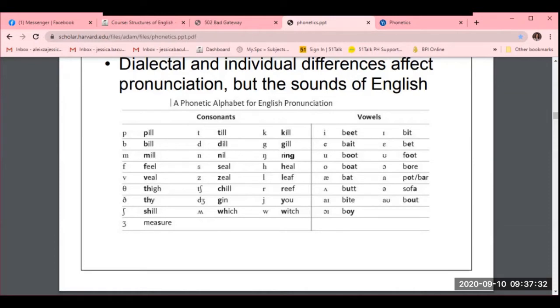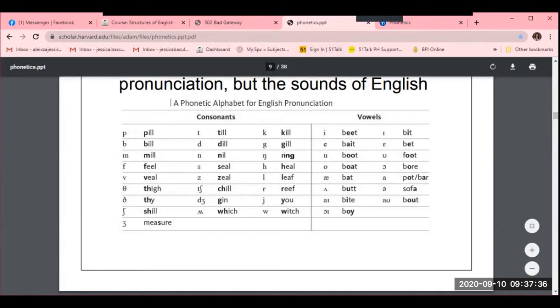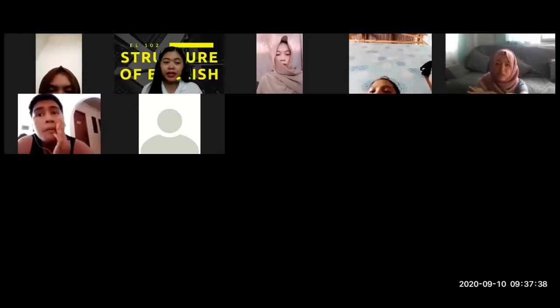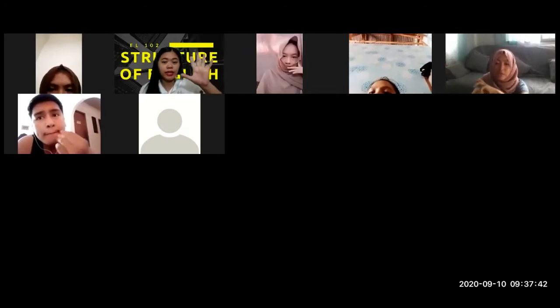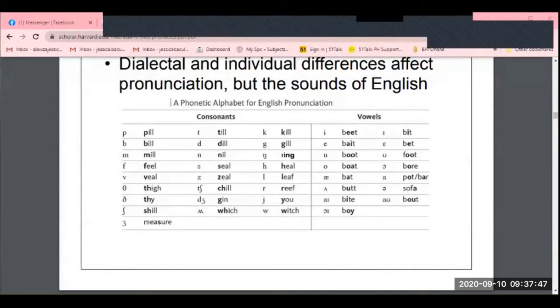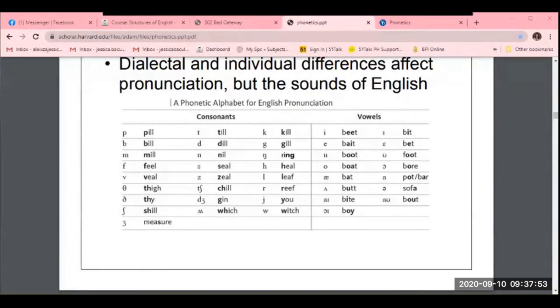In our regular alphabet, we only know 5 vowels, right? But in phonetics, we have like 16, including the diphthongs. The monophthongs and diphthongs are included in the vowels in the phonetic alphabet.